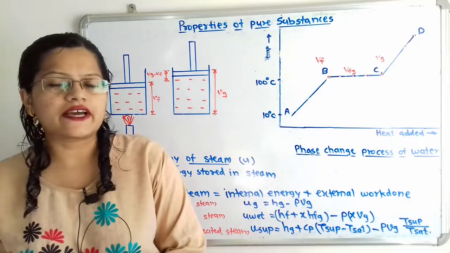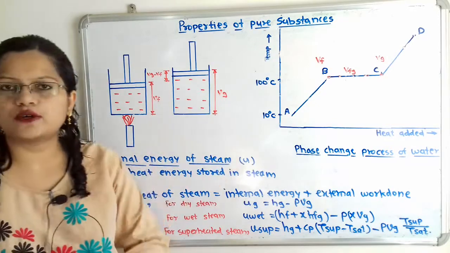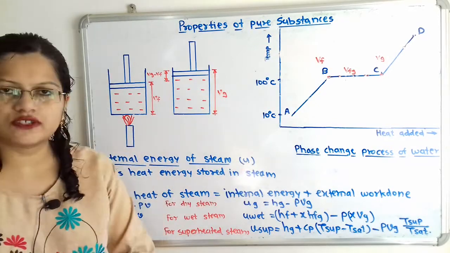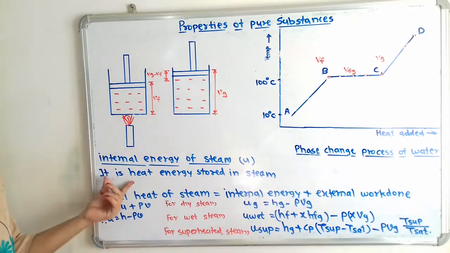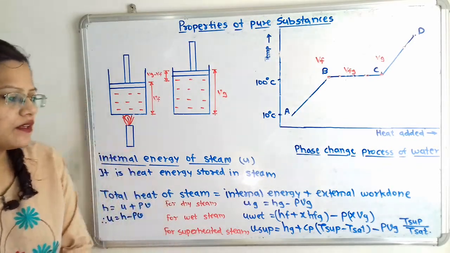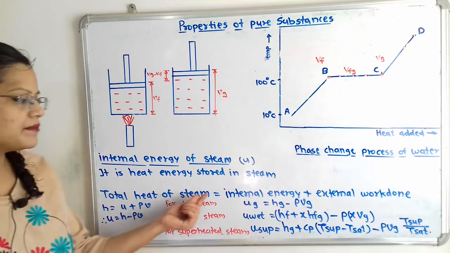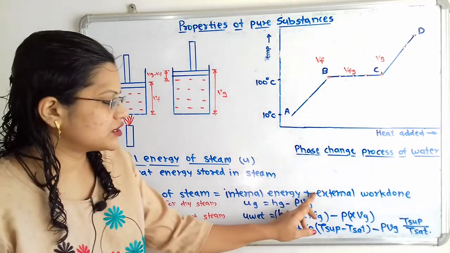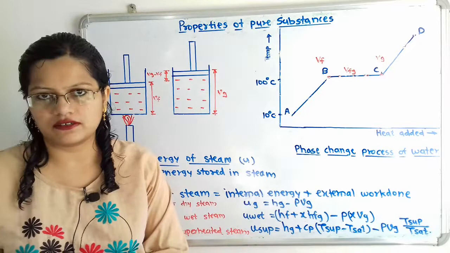Now we will understand what is the internal energy of steam. Its notation is U. So it is known as the heat energy stored in steam. So what is the formula? Total heat of steam is equal to internal energy plus external work done.